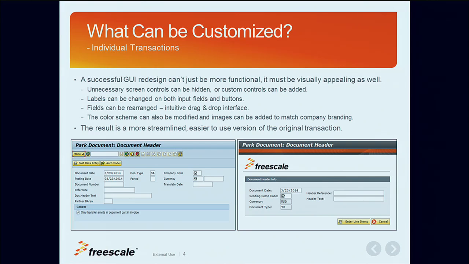So to truly make this a transformational project, you can't just make the screens more functional, right? They need to be user-friendly and visually appealing as well. So you can see, as we've done up here, in this transaction, out of the 20 some odd screen controls that are there, we use 8.